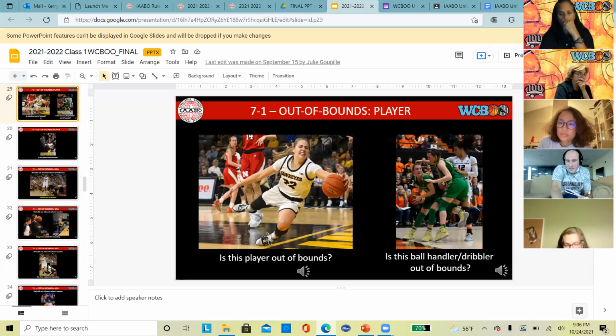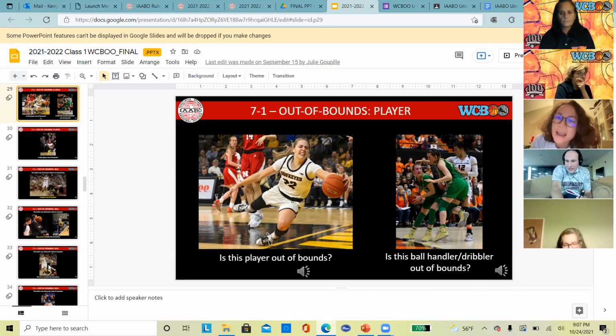Yep, which means it doesn't go behind any of the supports. As long as it doesn't go over or behind, it's still in bounds. If it goes over, that's out of bounds. But if a shot hits the ring, it bounces up, hits the top of the backboard, and rolls on the top of the backboard, that's good. The sides, the top, the bottom, that's all considered in bounds.